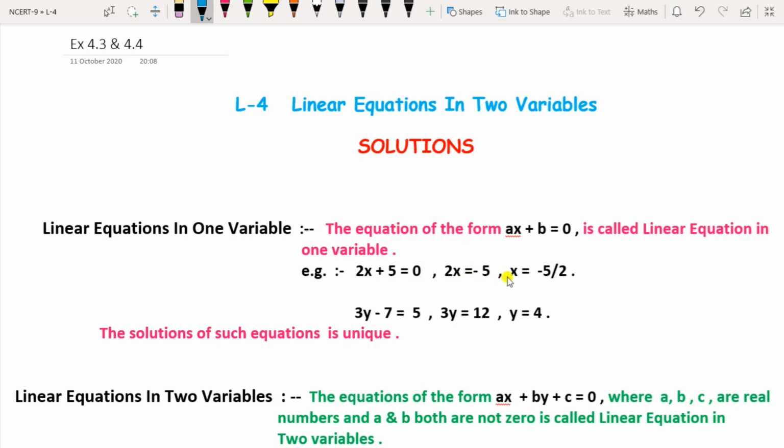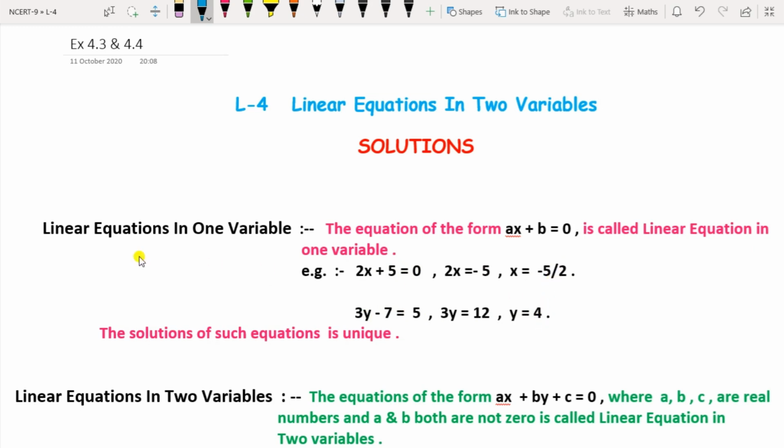So you get x equal to minus 5 by 2, and for 3y minus 7 equal to 5, you will get y equal to 4. So these are the values for the given equations, and you can see these values are unique. If you satisfy this equation, you will have 0 as the answer, and if you put y equal to 4 here, you will have 5 as the answer. They are satisfying the equation, so they are unique.